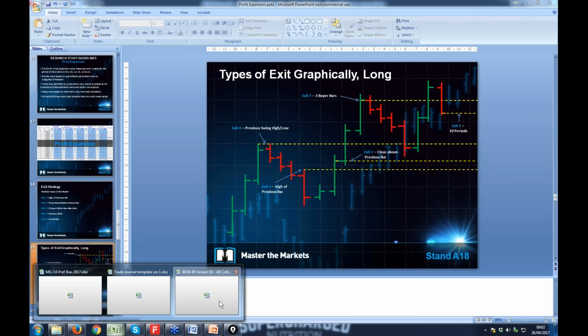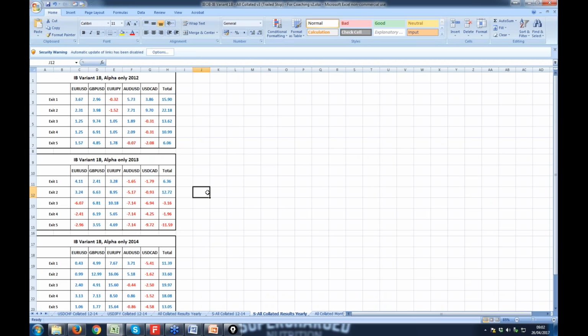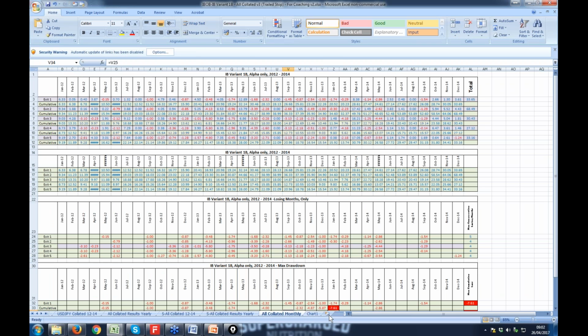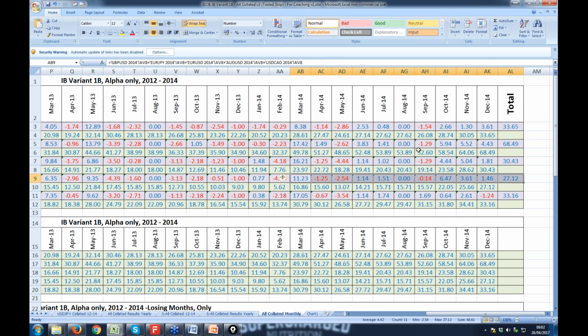So moving back to the spreadsheet, exit one gave us, and I've collated this just here as well. There you go. Exit one has given us a 33.65% upside. Exit two has given us a 68.49. Exit 3 has given us a 30.43% upside just there as well. Exit 4, 27.12 and 33.16. You can see the best exit is exit 2.